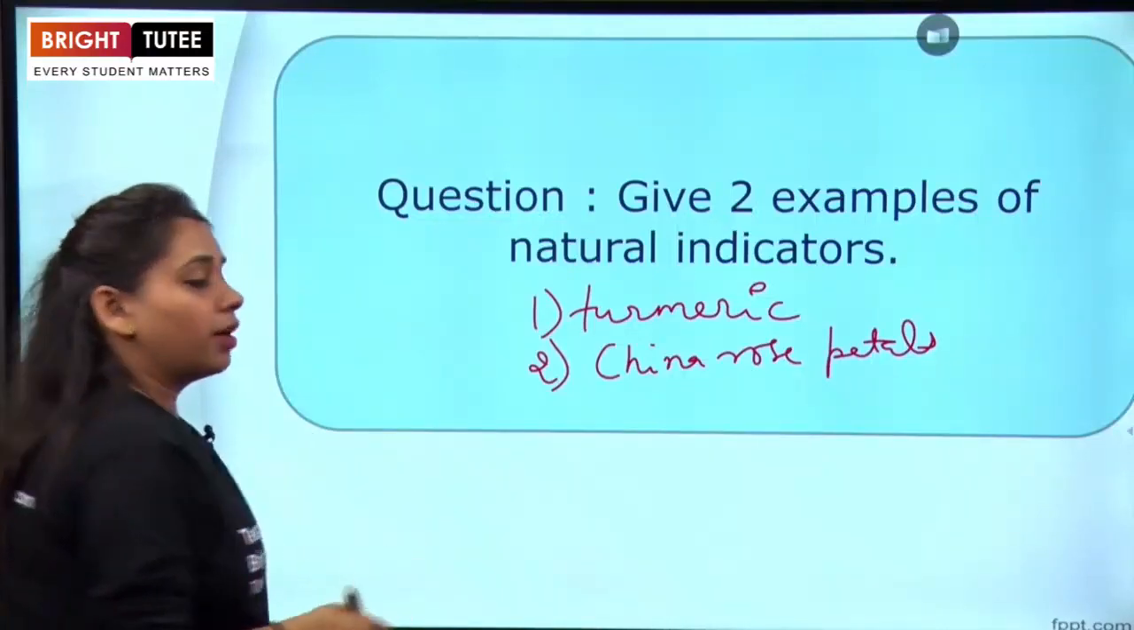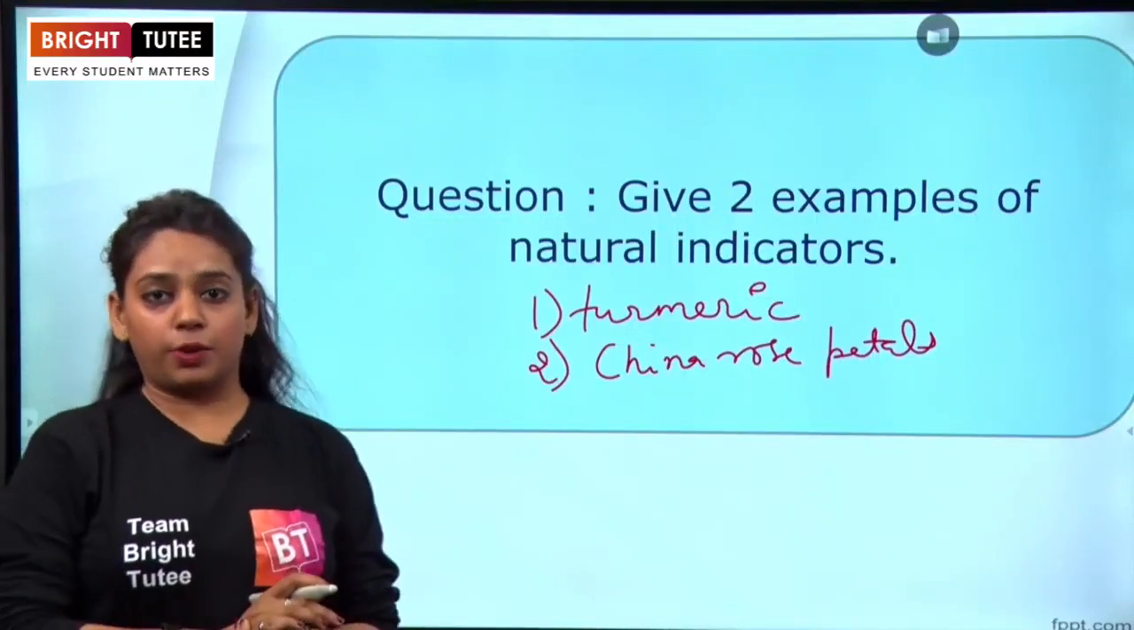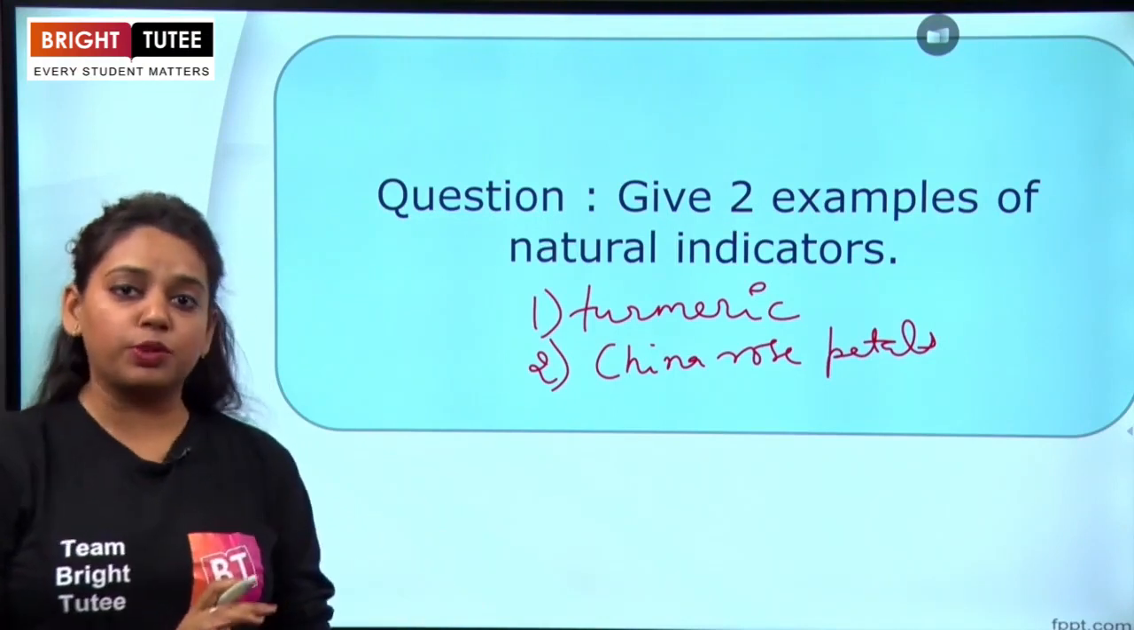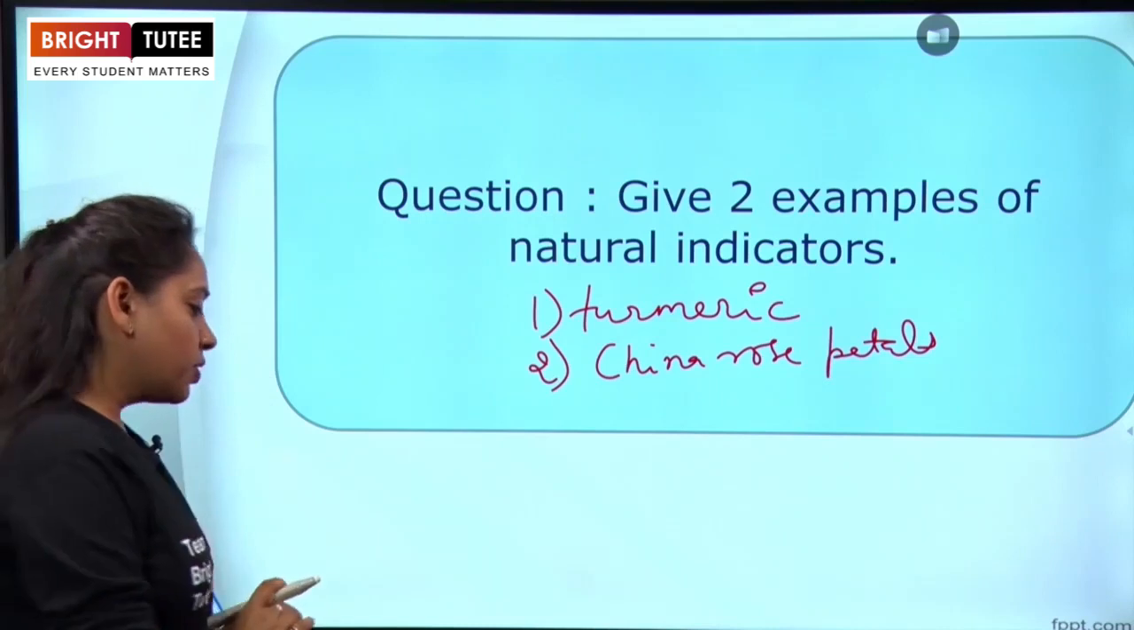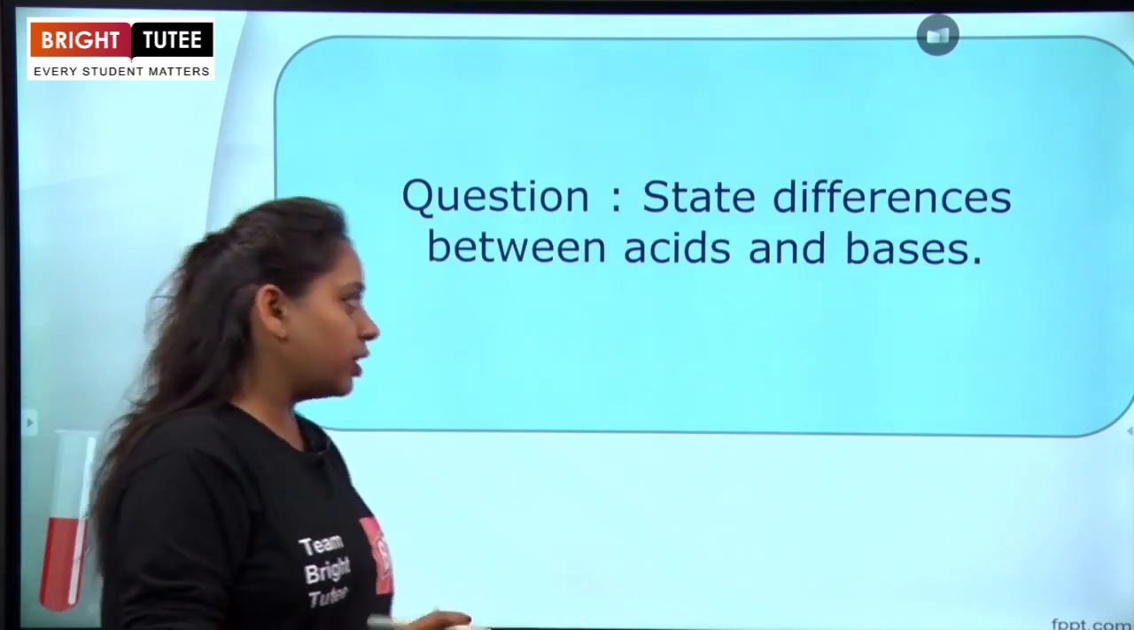Then we have a lot more examples like litmus. Okay, litmus, we have studied red litmus and blue litmus. That is also an example for a natural indicator. Okay, so let us now move towards the next question.